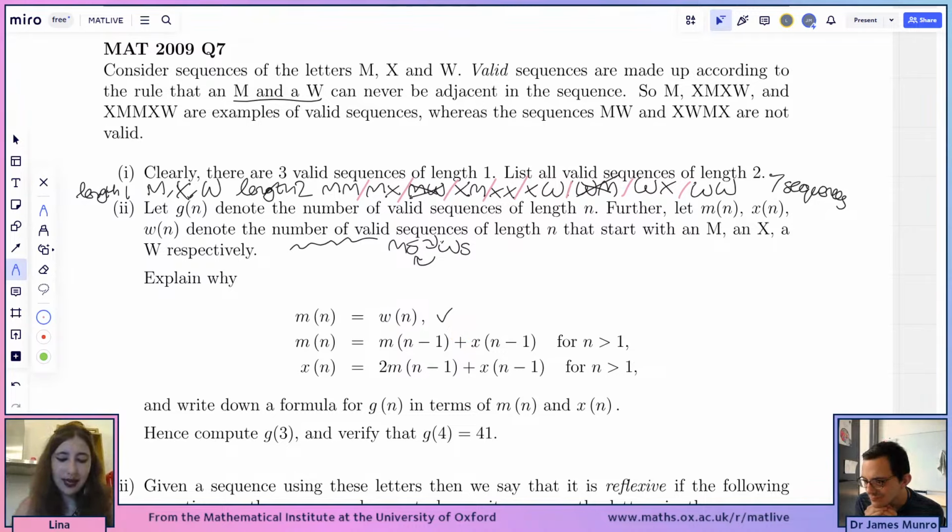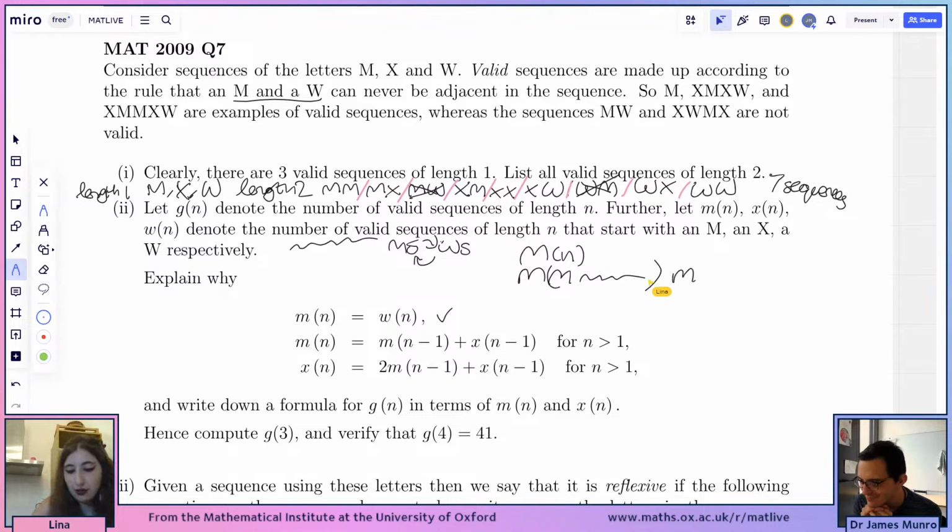Now for the next bit, we look at mn. So mn is just any sequence beginning with m of length n. If we look at the different ways this can start, we can have sequence m and then something else. This would be a valid sequence. And this m and something else can be any sequence beginning with m of length n minus 1. So we can write the ways that this can be made like this. This is the total number of ways that we can choose this word.